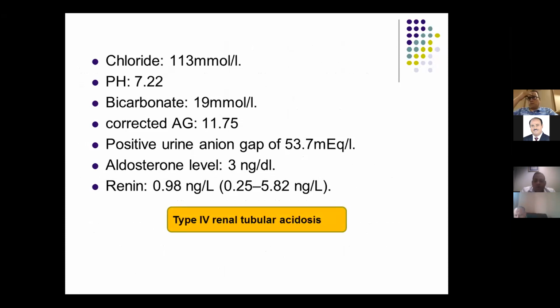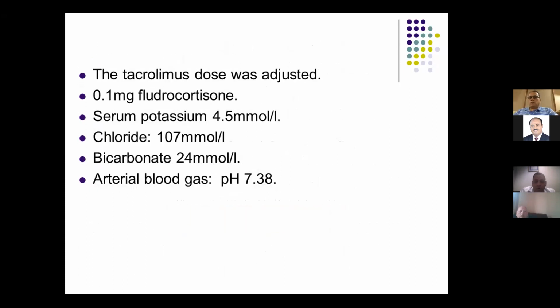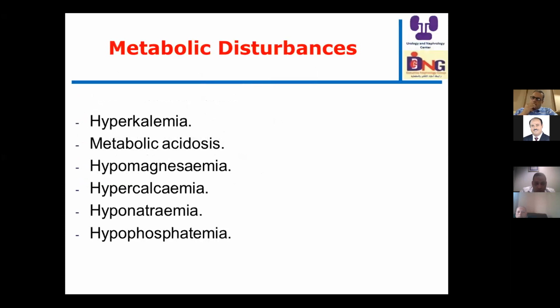So the diagnosis was type 4 RTA related to CNI. The action was to add fludrocortisone 0.1 milligram and adjust the tacrolimus dose. The response was that serum potassium decreased to 4.1 from 6, and bicarb increased from 18 to 24, and chloride was okay, and acid base was corrected.